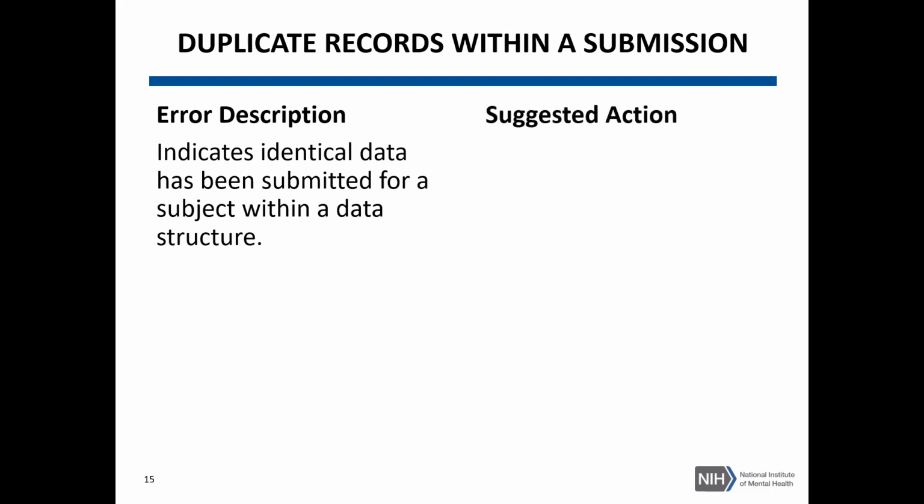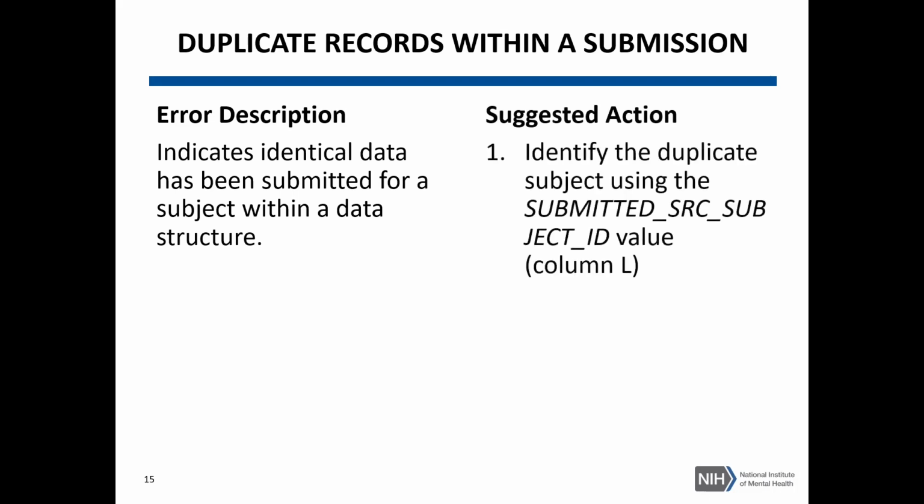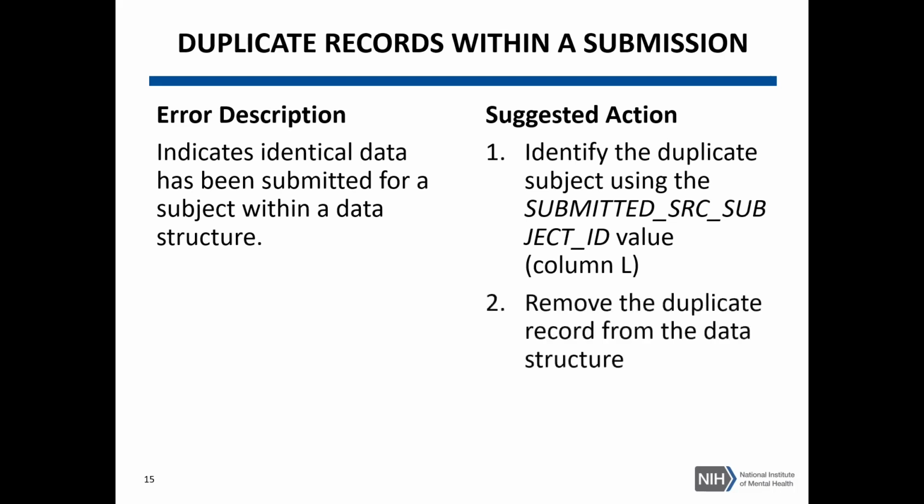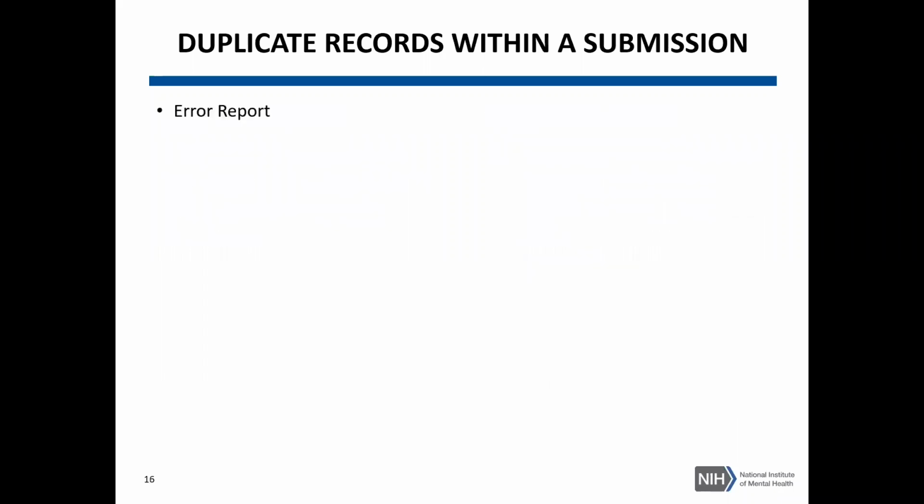In order to correct this error, you will need to identify the subject using the submitted source subject ID value in column L on your error report. You will then remove the duplicate record from the data structure so that you can resubmit your data. Let's see an example of what this looks like on your error report.